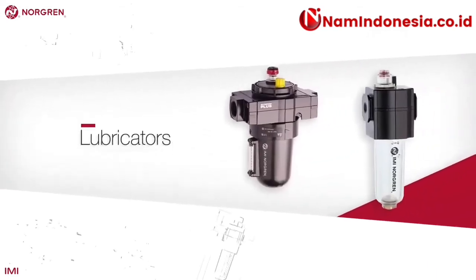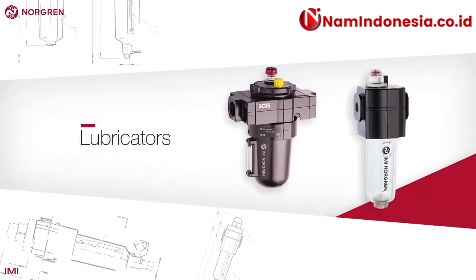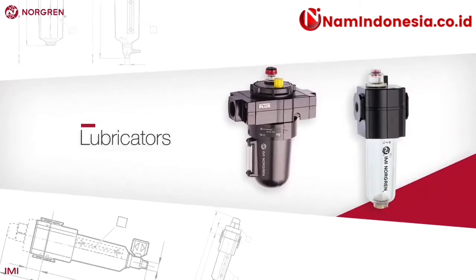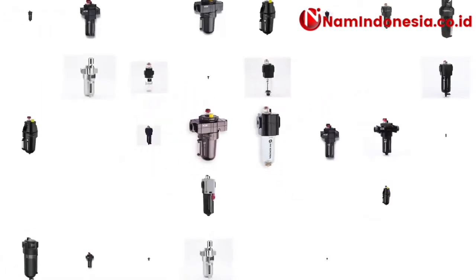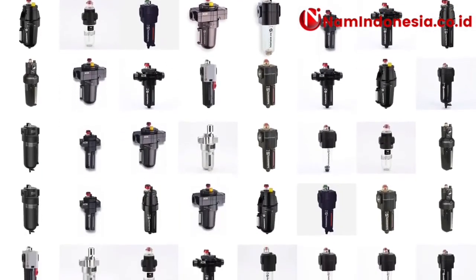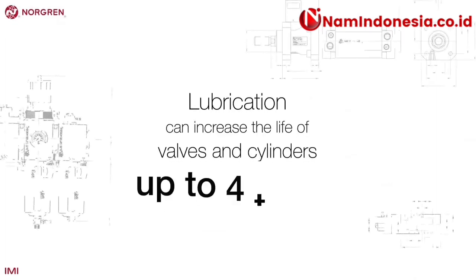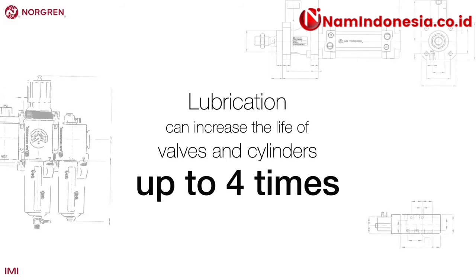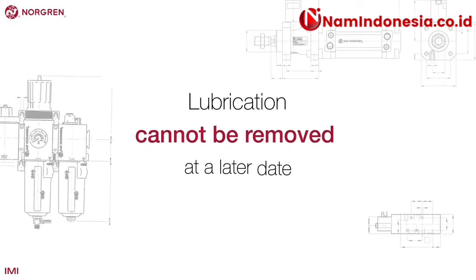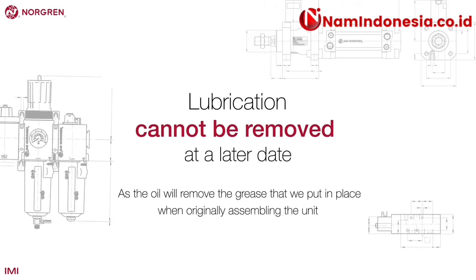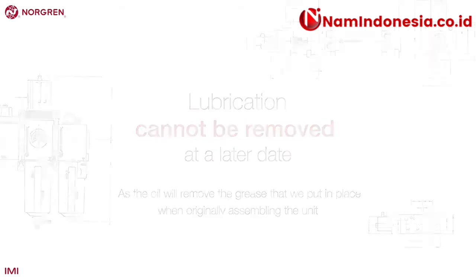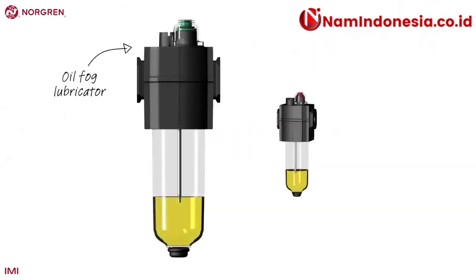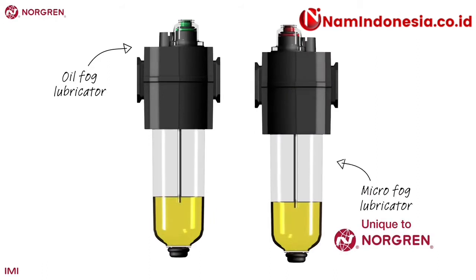Lubricators introduce the correct amount of lubricating oil into a system to reduce wear on pneumatic equipment. Most Norgren products will work without lubrication, and a non-lubricated system is cleaner. However, lubrication can increase the life of valves and cylinders by up to 4 times. If you choose to lubricate your system, the oil that's introduced will remove the grease that was added when the units in the system were assembled. That means lubrication cannot be removed at a later date. Norgren have 2 types of lubricator: an oil fog lubricator, and a micro fog lubricator.